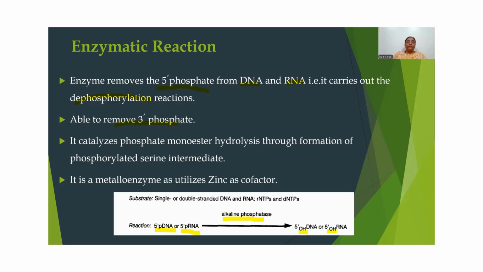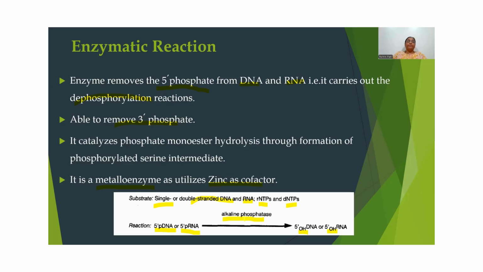So this alkaline phosphatase acts on DNA or RNA and removes the phosphate group. That is, it does the dephosphorylation reaction. When you look at the substrate, it may be single or double-stranded DNA, or RNA, or it may be rNTPs or dNTPs. These enzymes are called metalloenzymes, as they utilize zinc as a cofactor.